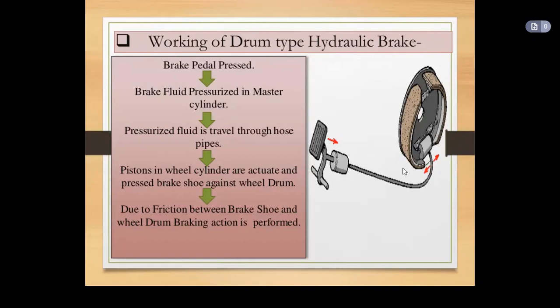The next is the piston in the wheel cylinder actuates and presses the brake shoe against the wheel drum. Due to friction between the brake shoe and the wheel drum, braking action is performed.